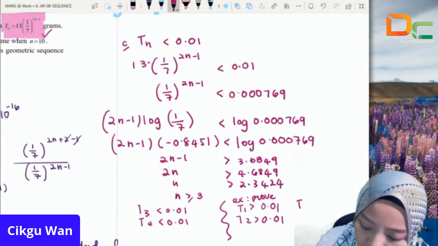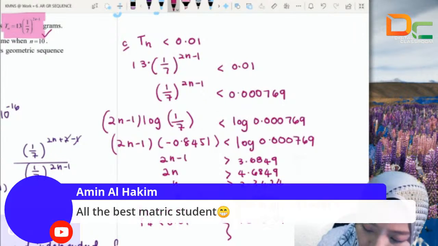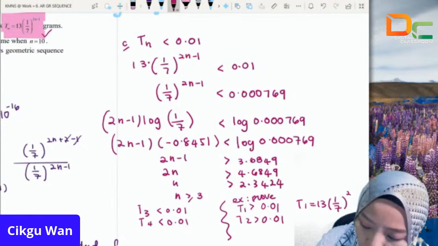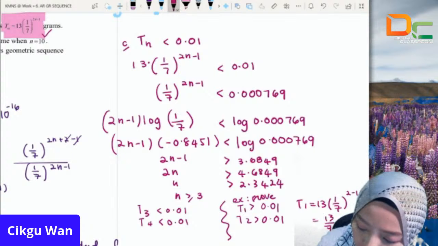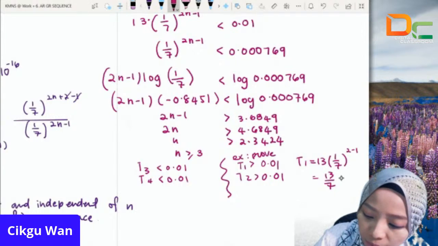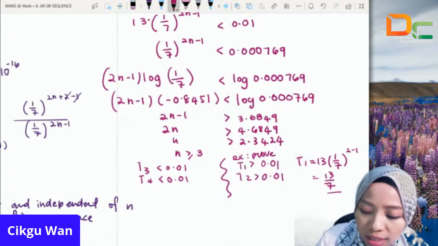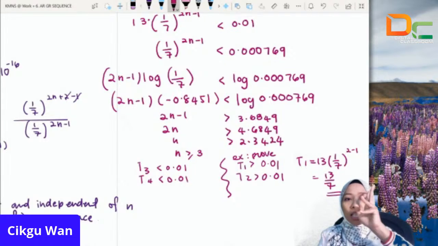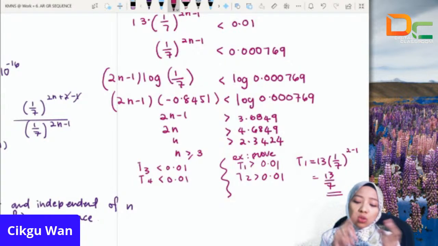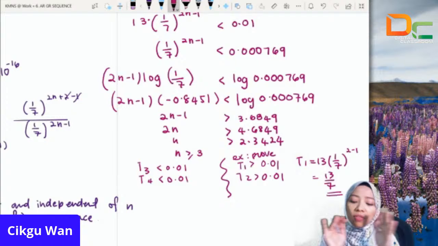Okay, T1. You masukkan 13/7. 2 times 1, 2n. So 2 minus 1. So 13/7 tu kan adalah 1 point something. Okay, so nilai yang besar. So kalau you masukkan T2 pun nilai dia akan besar juga. Tapi bila you masukkan T3, you cari T4, you cari T5, all the fourth term, the third term, the seventh term where the n is greater than 3, it will give you values that are very small, which is less than 0.01. Faham tak?